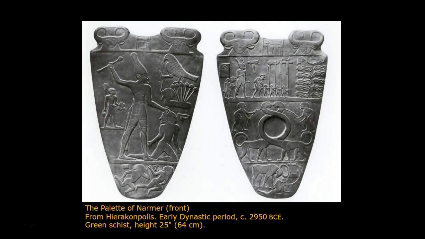So we talked a little bit about the composite view, as you can see here in this palette of Narmer. People of higher rank or royalty were often depicted in this composite view.